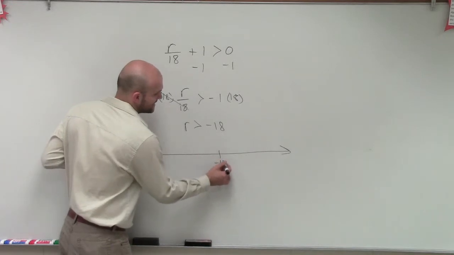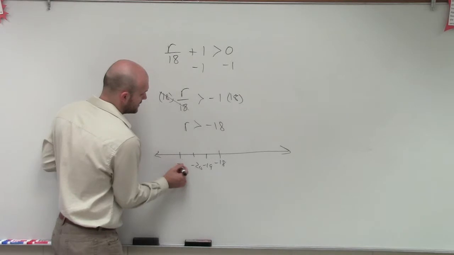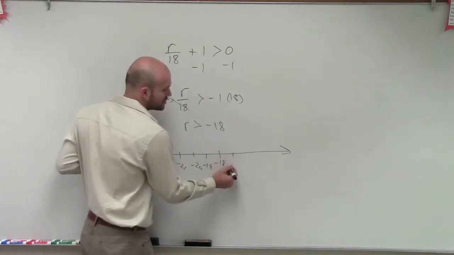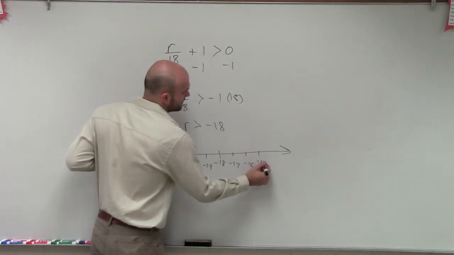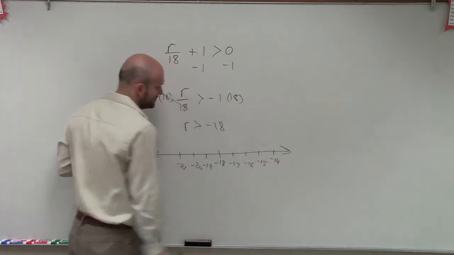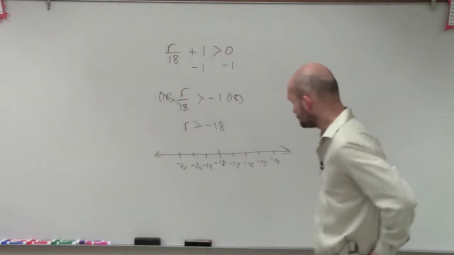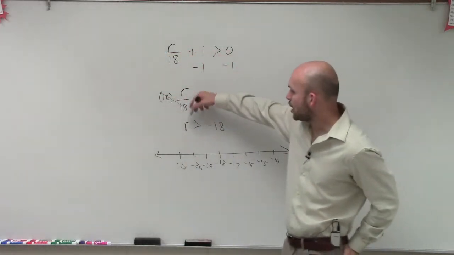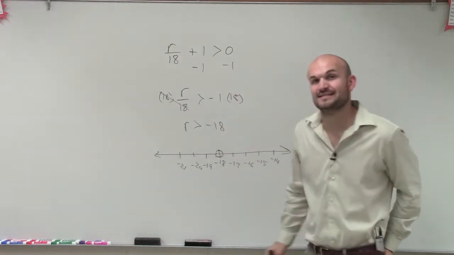So I'll have negative 18. And then numbers that are smaller would be negative 19, negative 20, negative 21. And then numbers that are larger would be negative 17, negative 16, negative 15, negative 14. All right? So now what we're going to do is, since I say r is greater than negative 18, I'm going to make a nice big circle at negative 18.